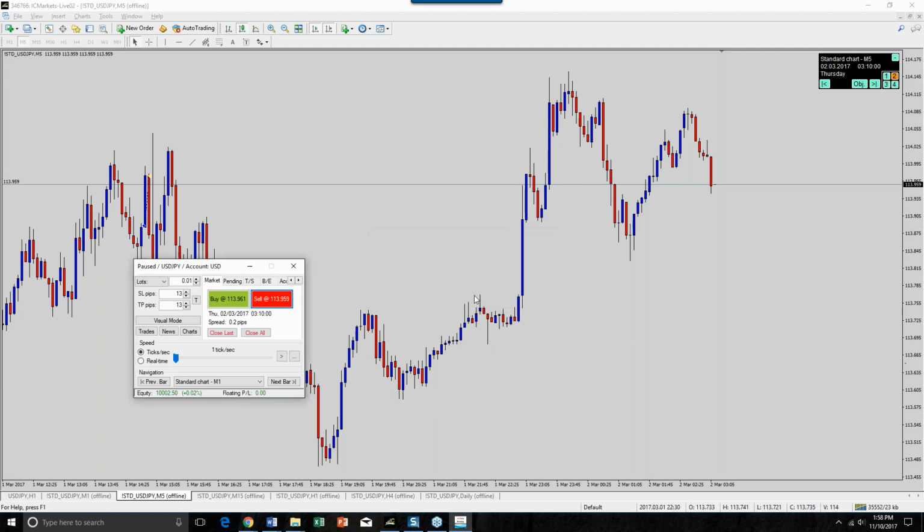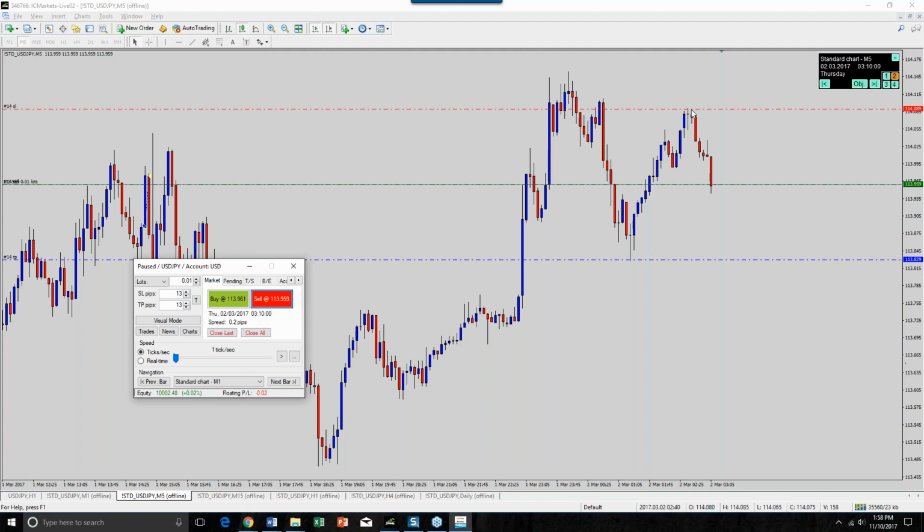Invalid auto break even settings. I thought I did it right. Okay, whatever. Well, I don't want to try and figure this out as I do it, so let's take a sell. And here we go.